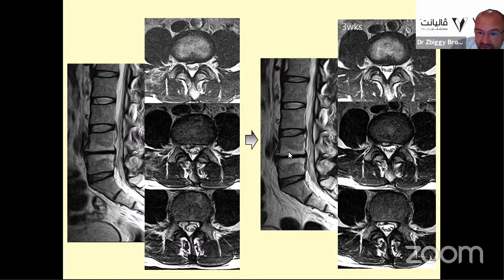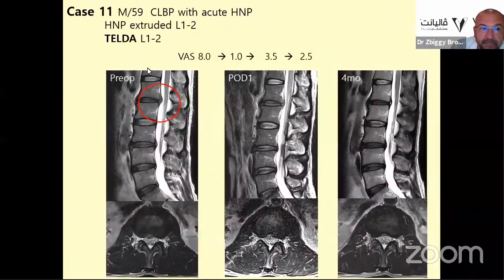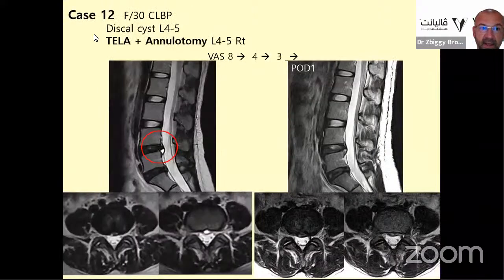For those kinds of patients, if you can see these Modic changes, sometimes we additionally do this basivertebral nerve denervation, this Intracept procedure, if the patient is still having some back pain. Another case, back pain with acute herniated disc at the level L1-2, we did annuloplasty and discectomy, and the VAS was 2.5, 4 months after the surgery. He's also happy, nicely improved.